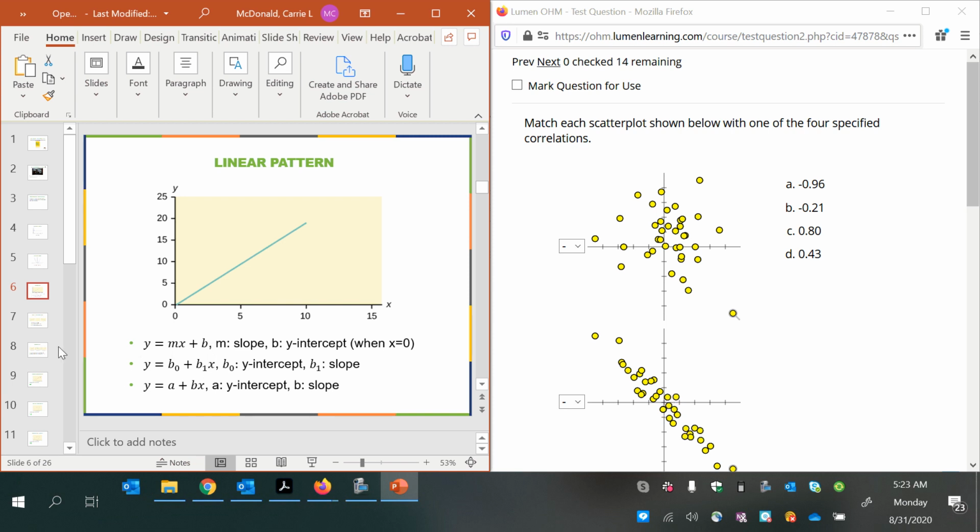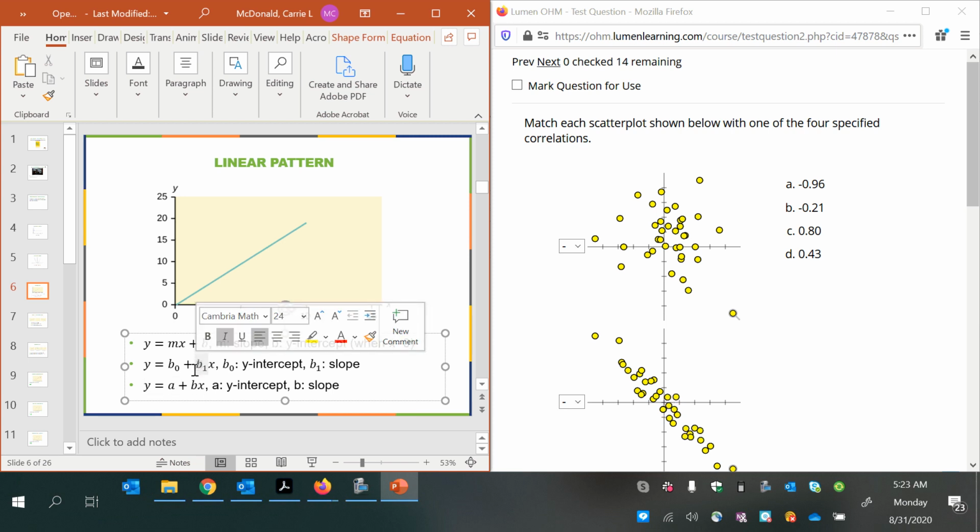And in this class, we'll be seeing something similar for linear regression lines that look like this, where you have the y-intercept first as b sub 0, or sometimes noted as a, or the slope instead of m will be b sub 1, or the letter b.